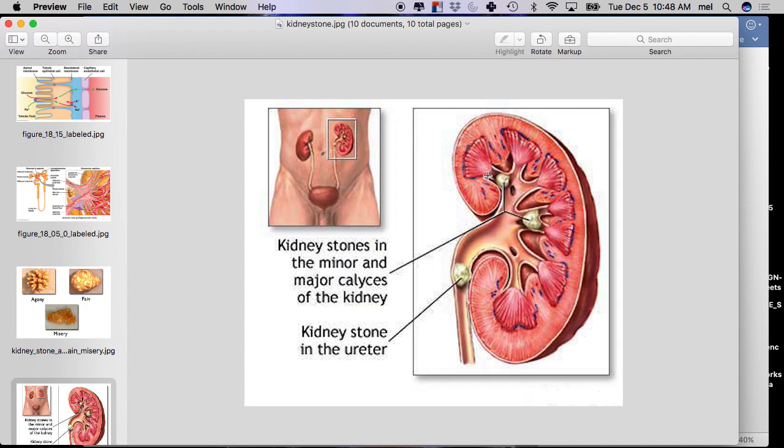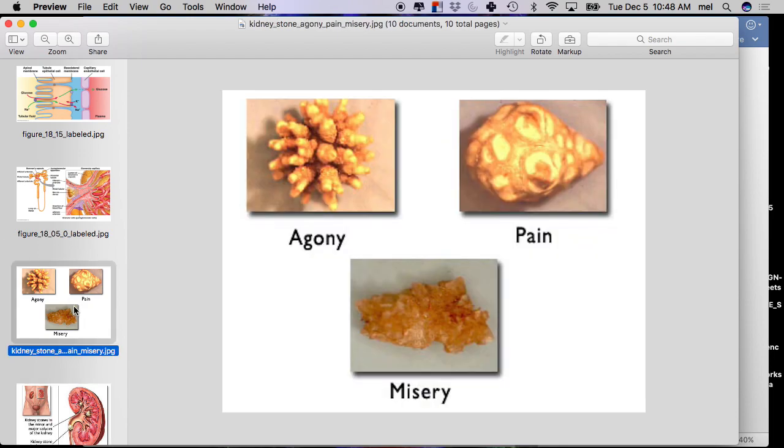Okay, so let me show you what these bastards look like. Oh, look at them. This is not science naming. Just look at them. I like it.